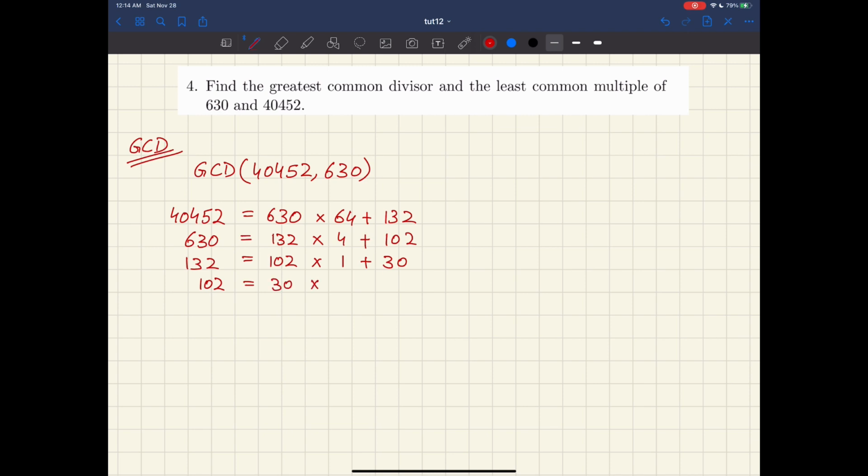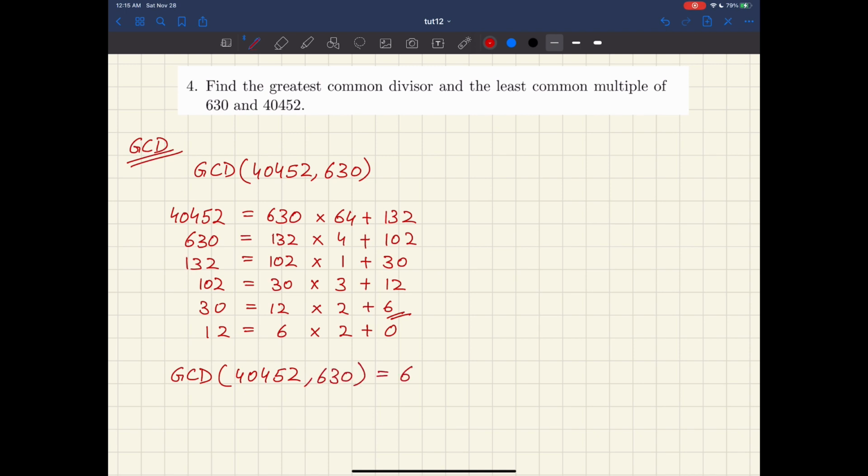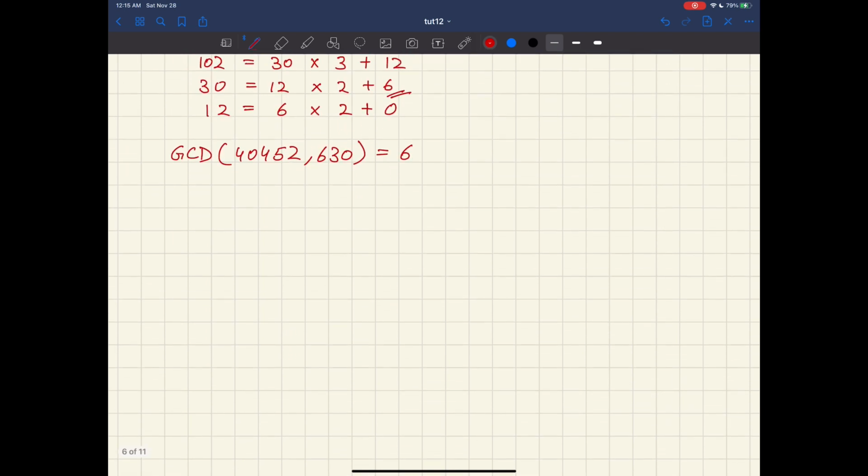So 102 is 30 times 3 plus 12. 30 equals 12 times 2 plus 6. And 12 is 6 times 2 plus 0. Now, since we are at the remainder equals 0, the previous remainder would be our GCD. So GCD of 40452 and 630 is 6.